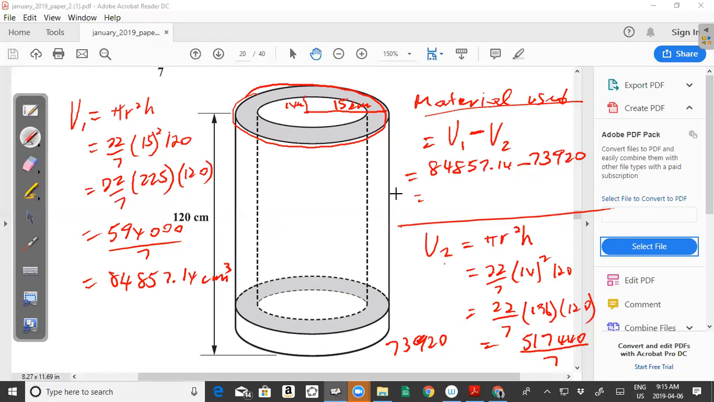Okay, did I make a mistake here? No. This is okay. I'm getting 10,000 something. Let me see here. This is 14 squared. It's 196 times 120 times 22 divided by 7.